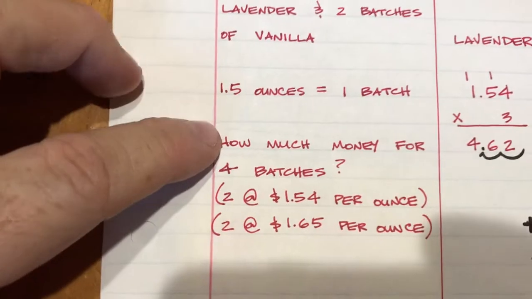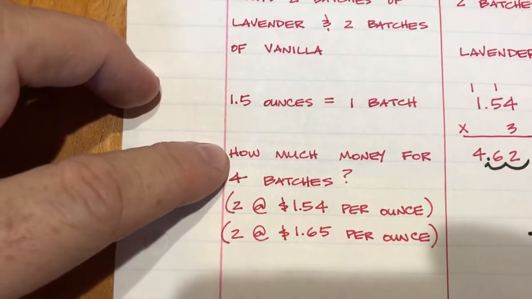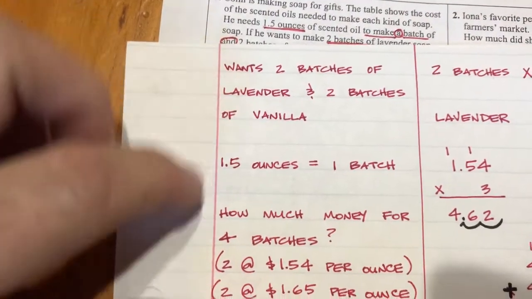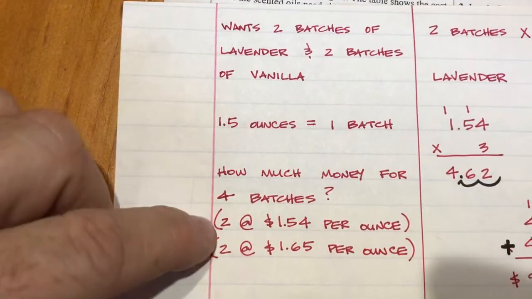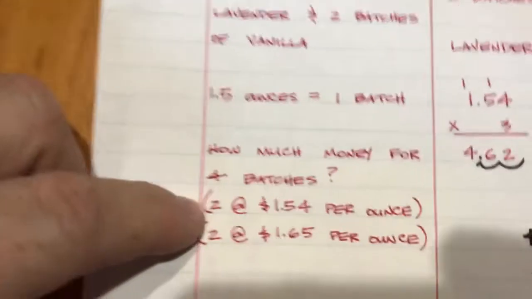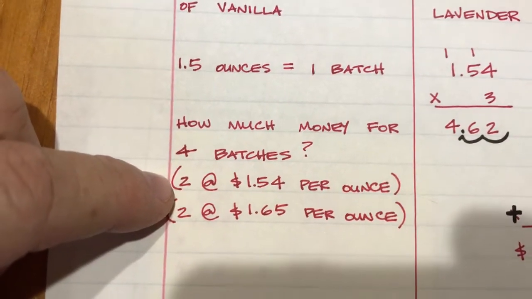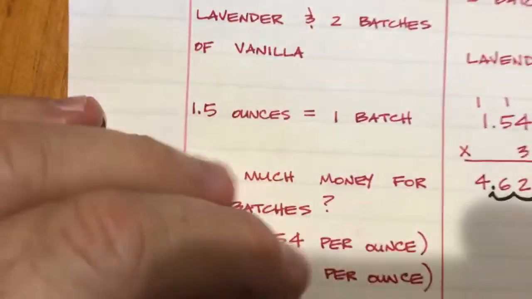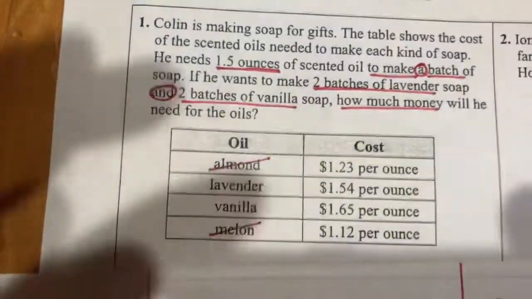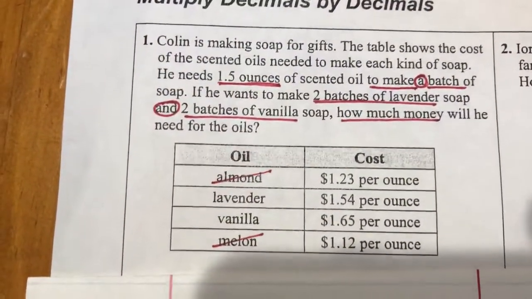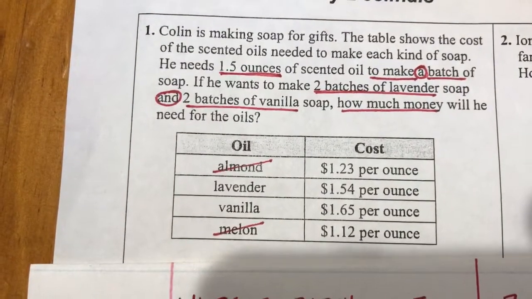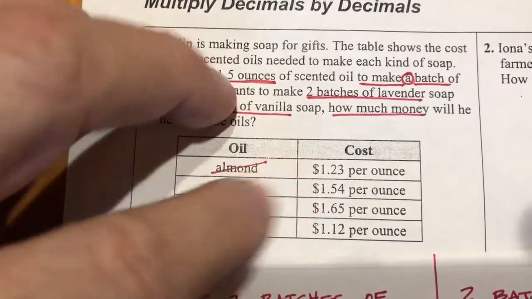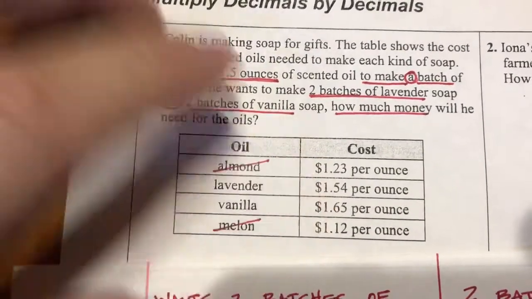We know that we're looking for an answer in money because it says how much money for 2 of these and 2 of these. So how much money for the 4 batches? Well, 2 of them are going to be at $1.54 per ounce, and the other 2 are going to be at $1.65 per ounce based off of the table. I crossed through the 2 oils that it does not ask about. So you have 2 of the lavender at this price and 2 of the vanilla at this price.